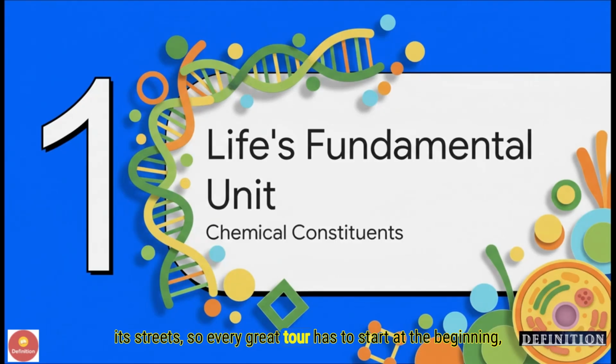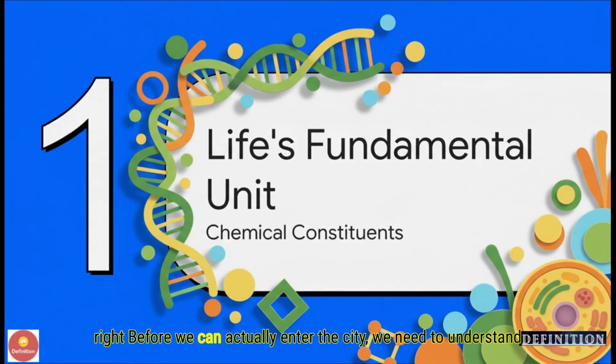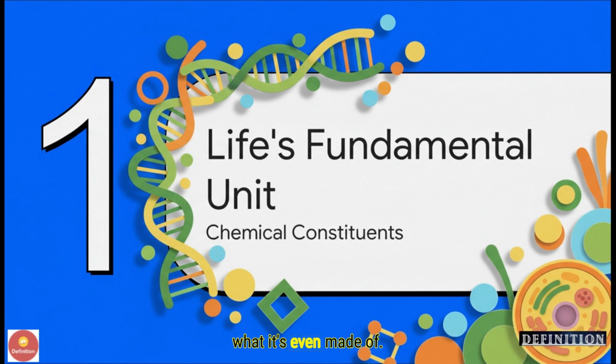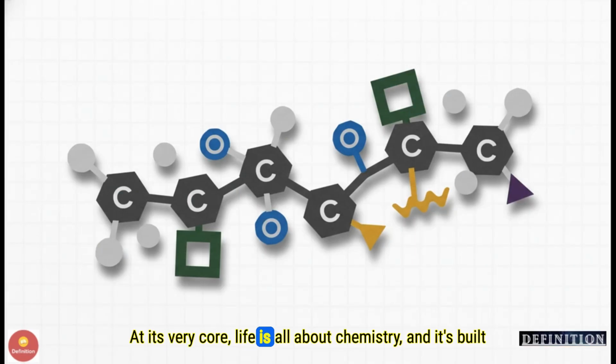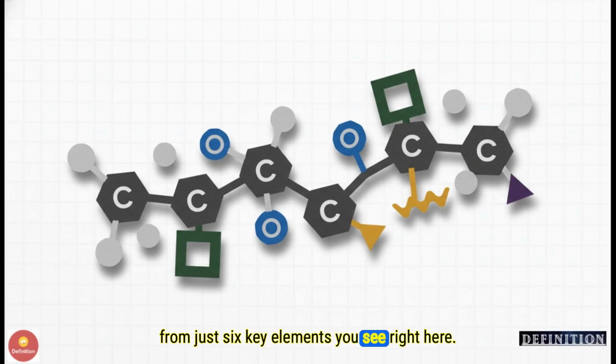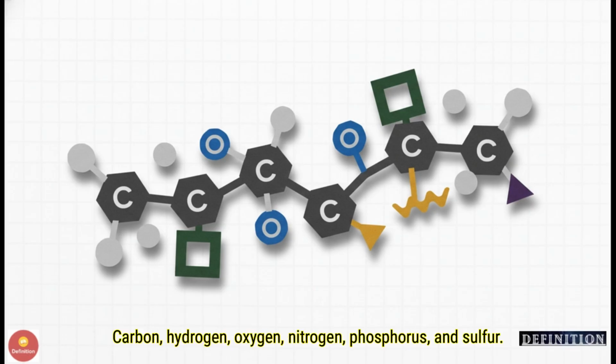So, every great tour has to start at the beginning, right? Before we can actually enter this city, we need to understand what it's even made of, the basic chemical building blocks of all living things. At its very core, life is all about chemistry, and it's built from just 6 key elements you see right here: carbon, hydrogen, oxygen, nitrogen, phosphorus, and sulfur.